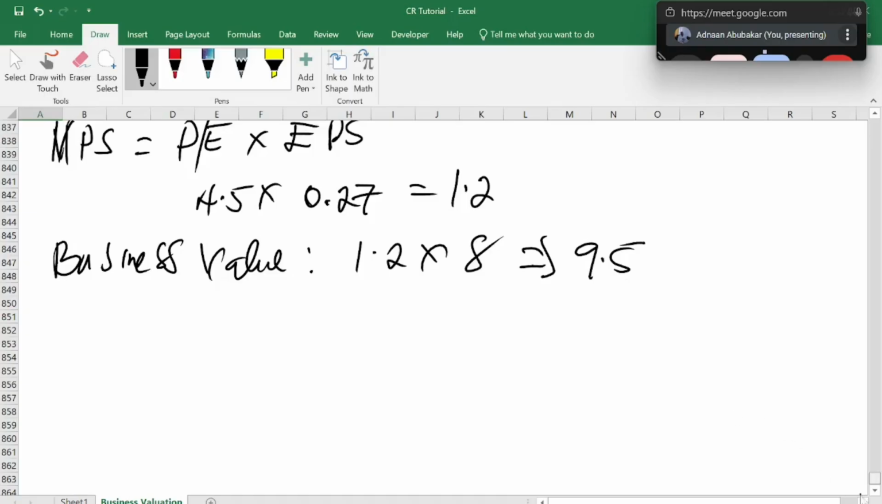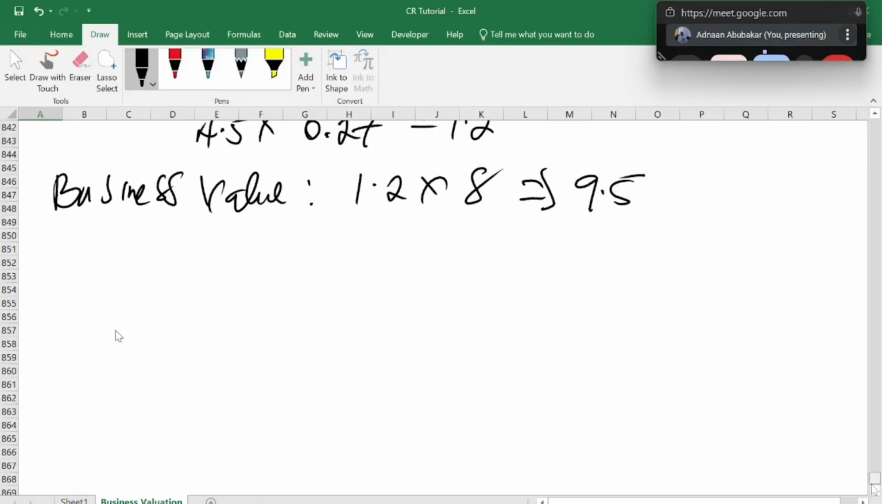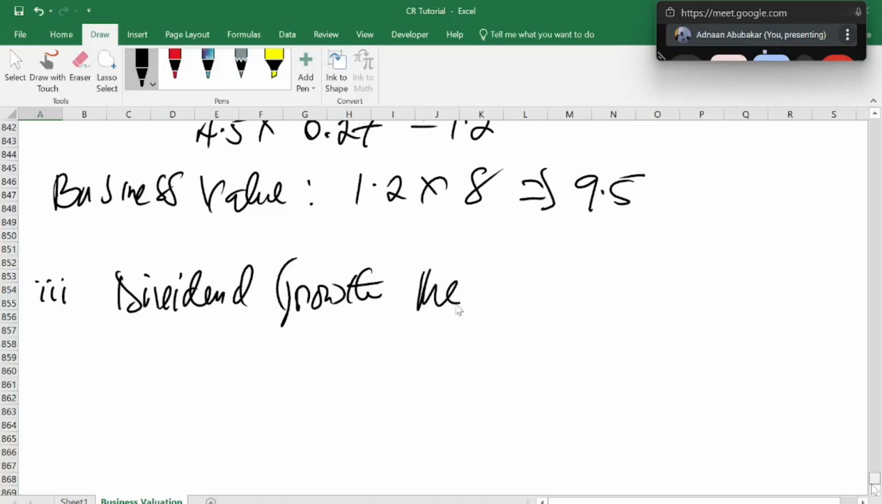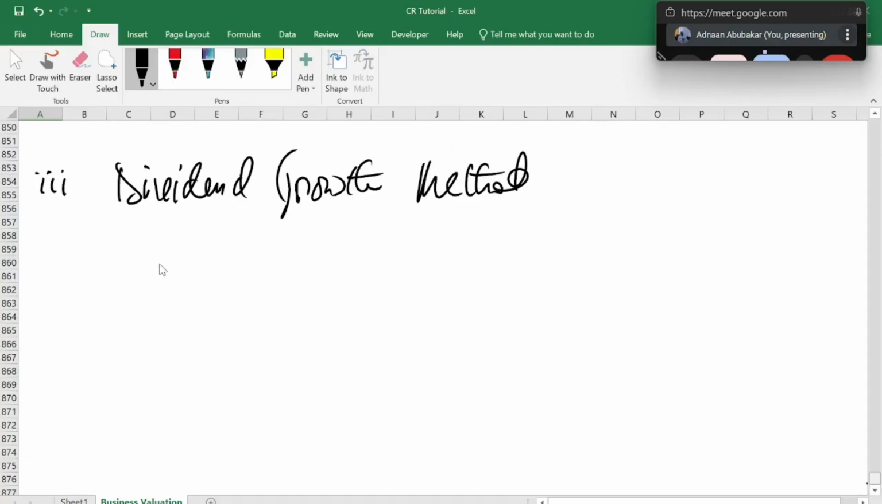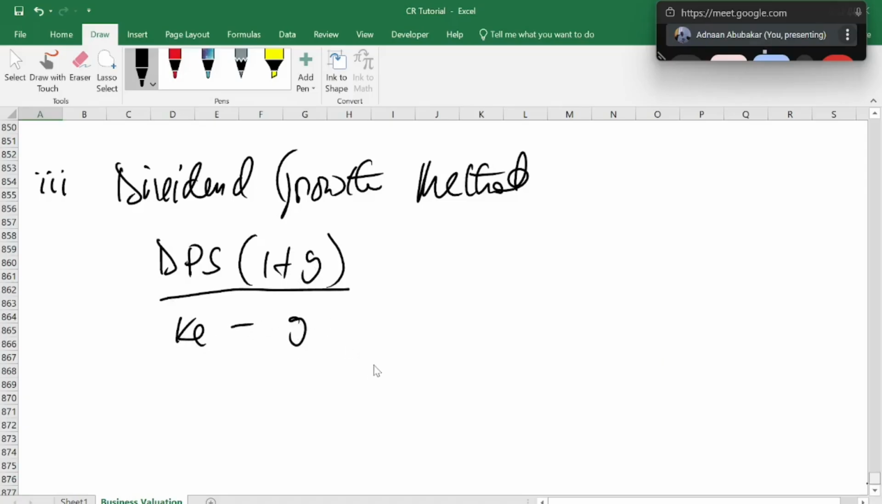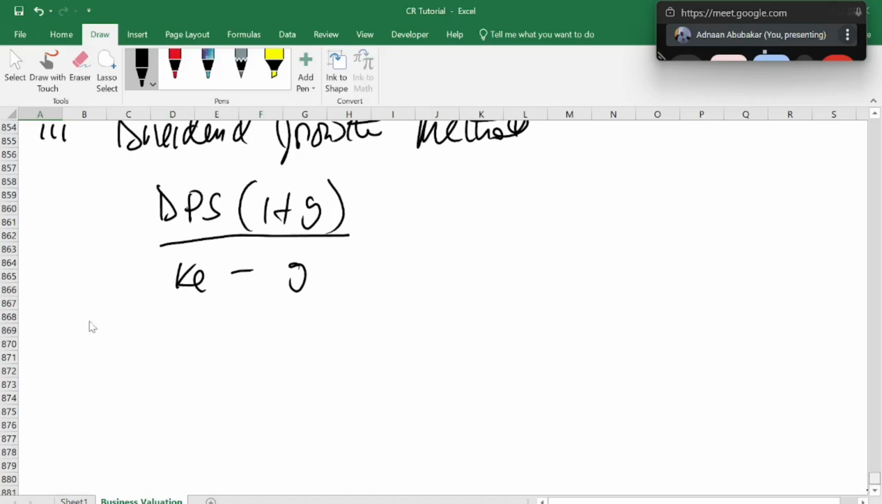Then the next one is what, please? Dividend growth method. Now, when you look at the dividend growth method, you put the formula. The formula is dividend per share into bracket 1 plus growth, all divided by KE minus growth, right? Then you have to start bringing it one by one.